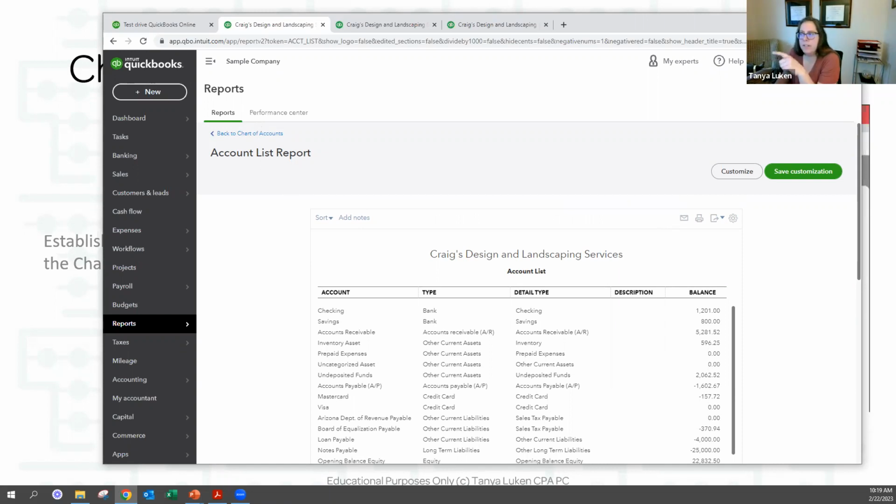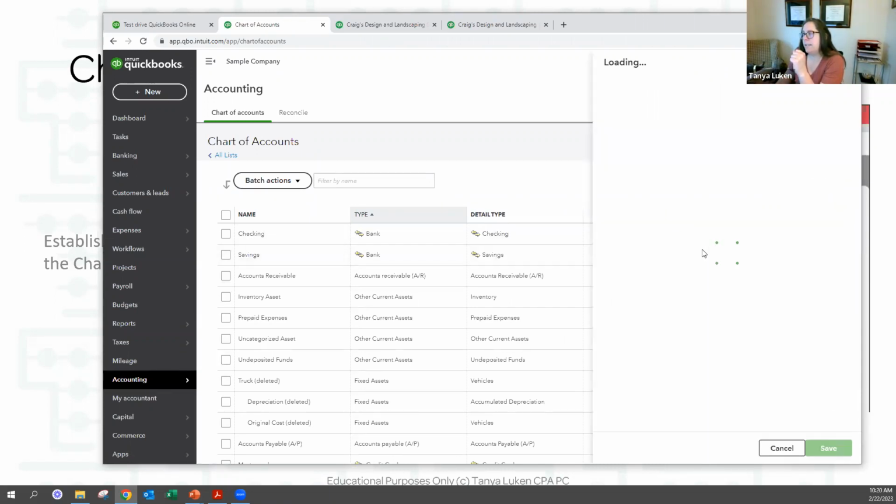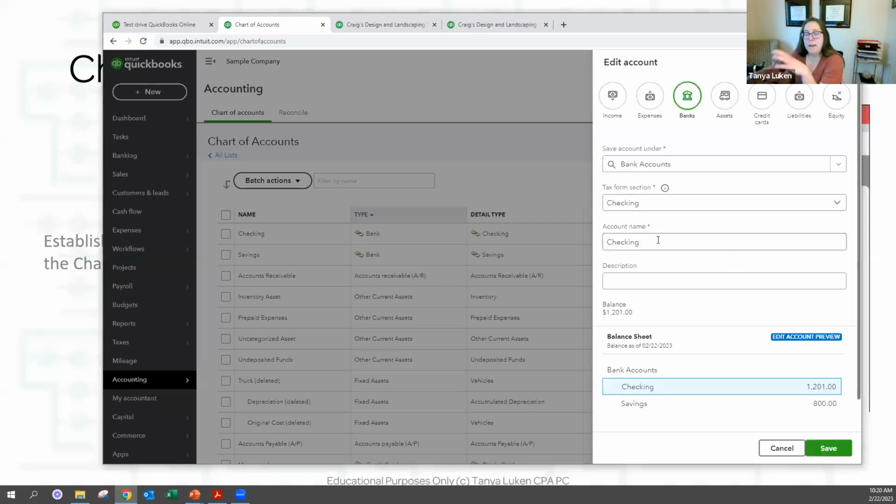The old version of the chart of accounts didn't have that slider window that came out from the side. It had this little box that popped up. And sometimes when you're doing things, it's going to give you that pop-up box instead of the slider. So just be aware of that. All of the same information that's here is there, but it just looks different.